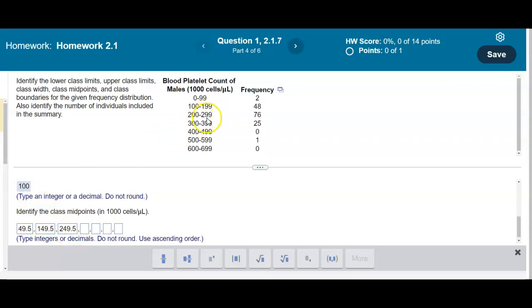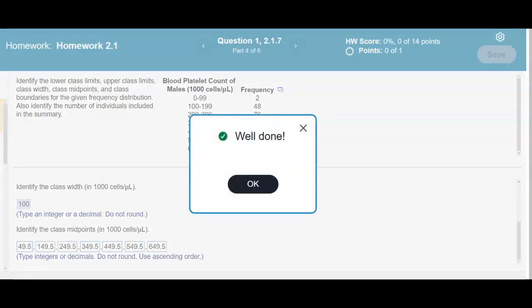So we can continue to do what we've done, or we could just add the class width to the next one. Therefore, the next one's going to be 349.5. The next one's going to be add 100 to that. It's 449.5. The next one is 549.5. And the last one is 649.5. Well, let's go ahead and check our result. And there's our answer.